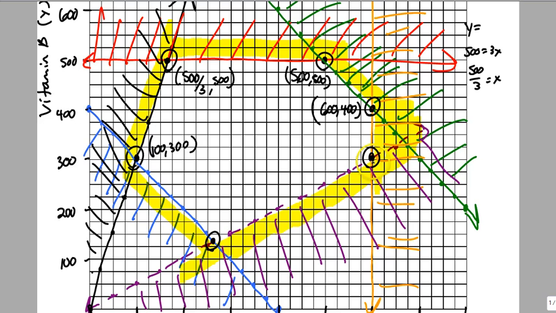The purple line, y is 1/2 x. We know x is 600. That means y has to be 300. So 600, 300.